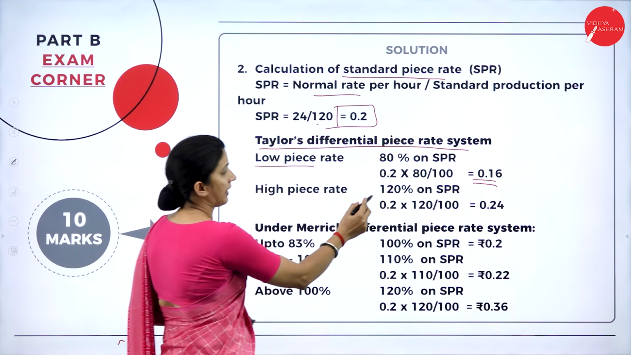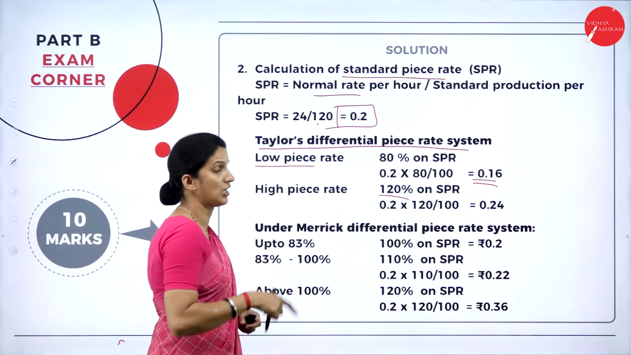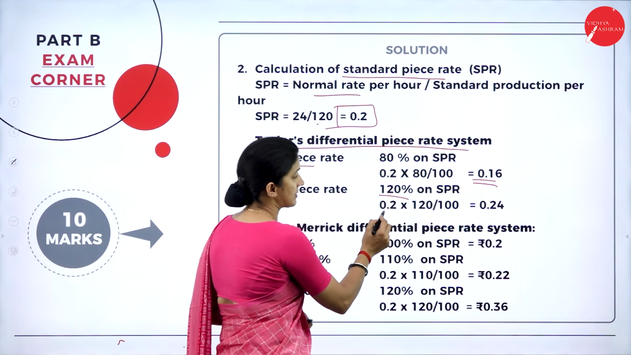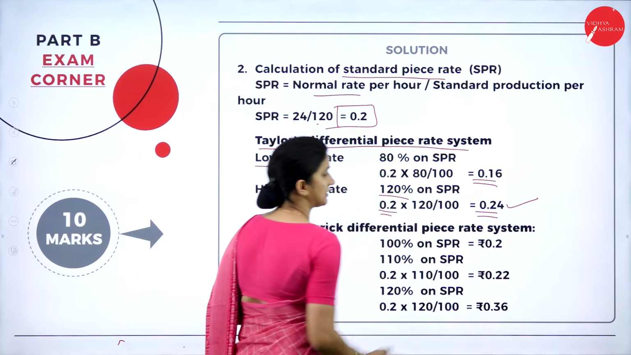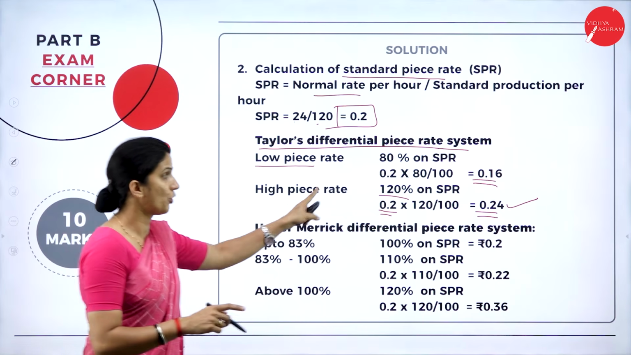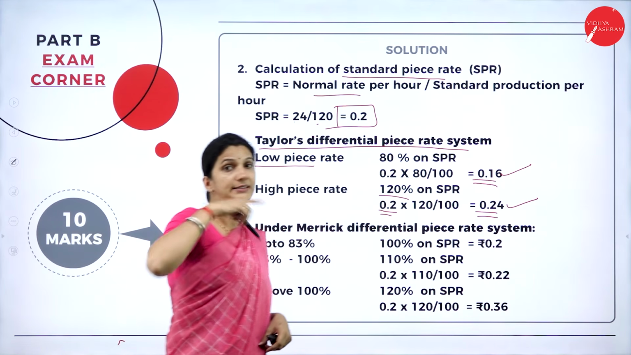Then the high piece rate is 120% on the standard piece rate, that is 0.2. So the high piece rate is 0.24. So both rates will apply under Taylor's.